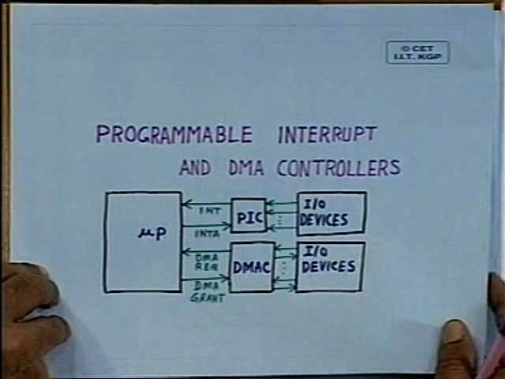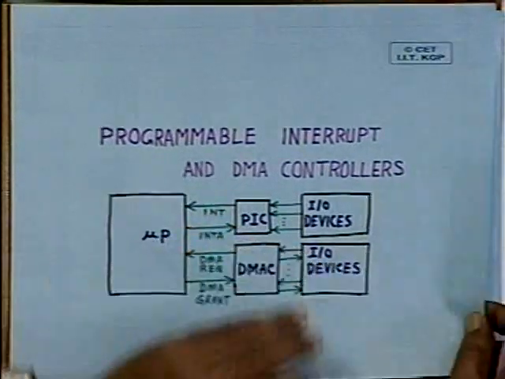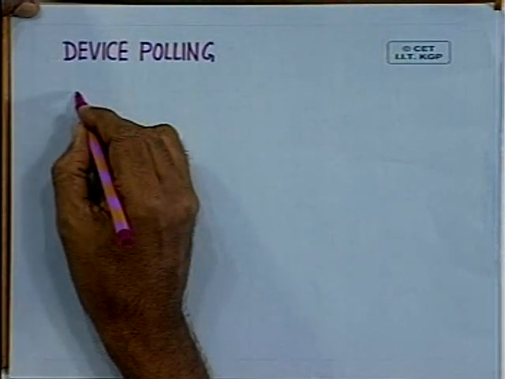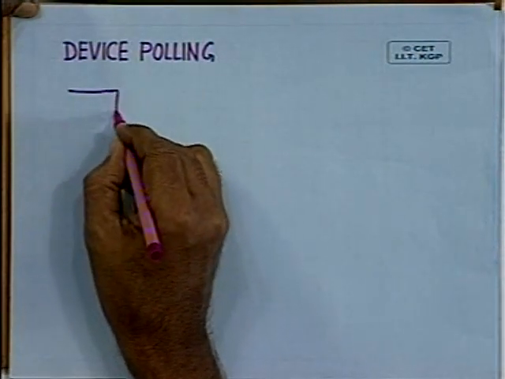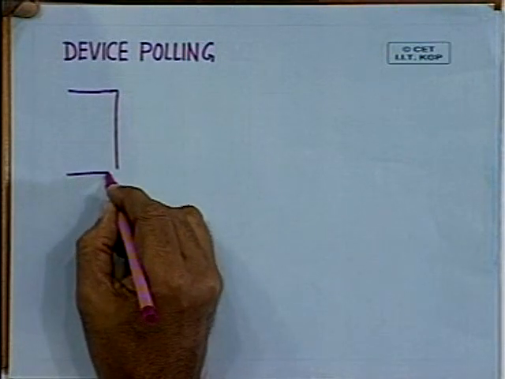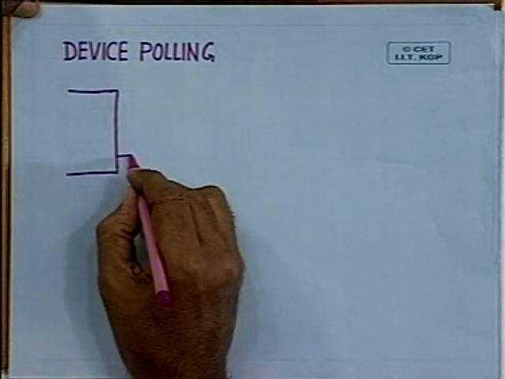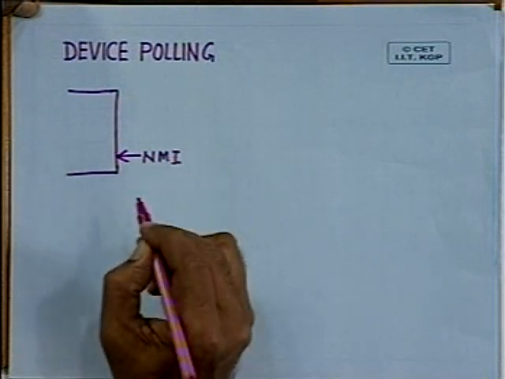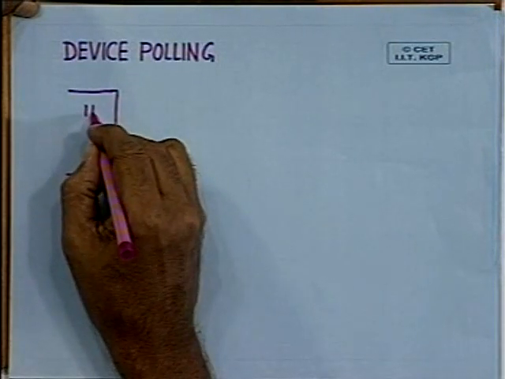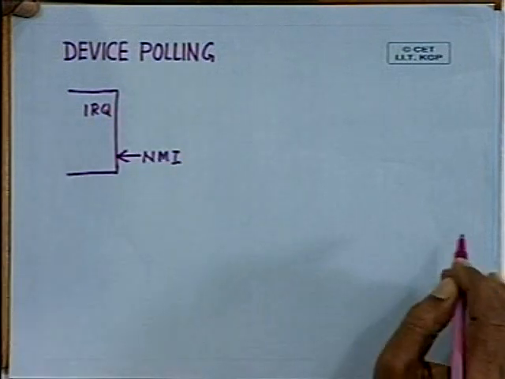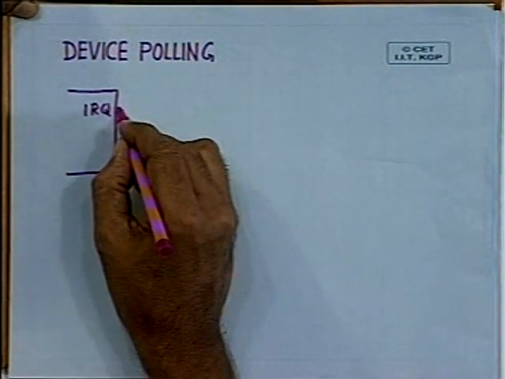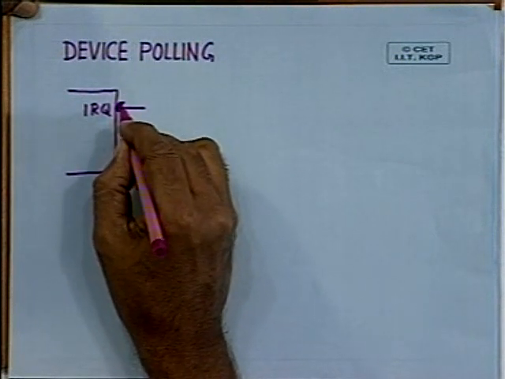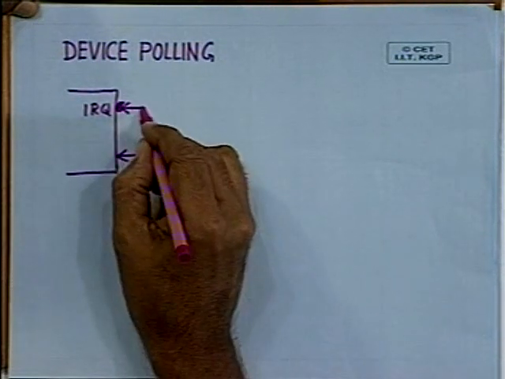Now, let us see why we need a programmable interrupt controller. We have seen that a microprocessor is usually provided two types of interrupts. One is known as non-maskable interrupt, NMI. Another is maskable interrupt. Let me write it as IRQ, interrupt request. Now, this interrupt request can be low active or high active, depending on the processor.